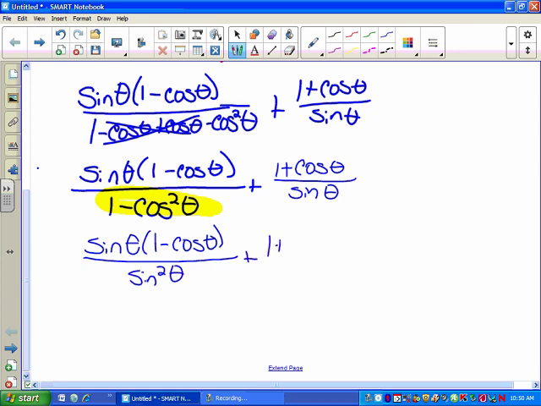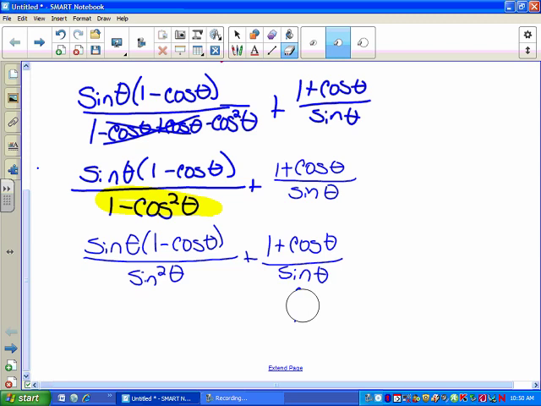Hey, we're getting closer to having a common denominator. Now, I have a choice. I could multiply the top and bottom by sine theta. I could do that, and then I'd have a common denominator, but I don't want to do that. Let me show you why.